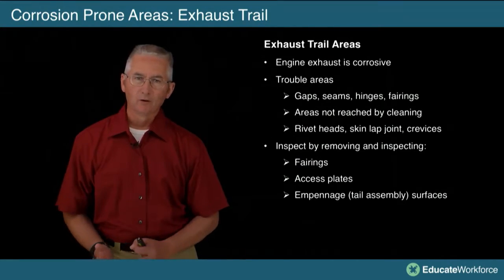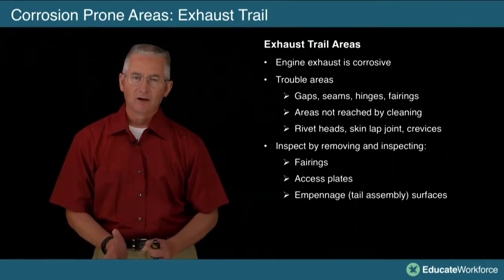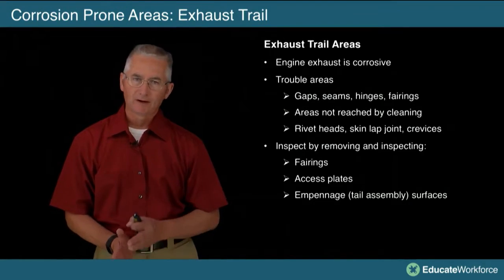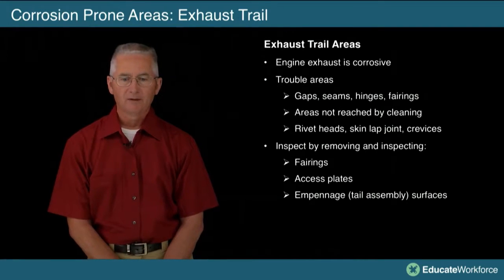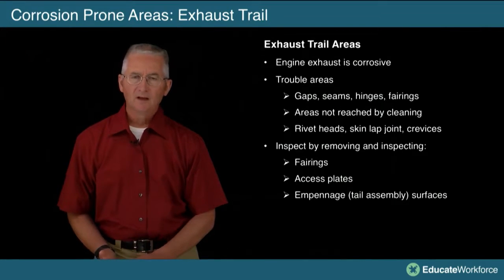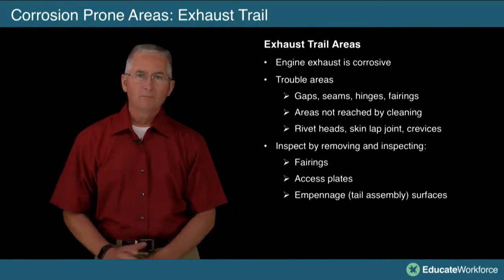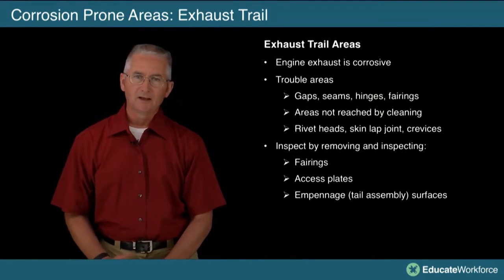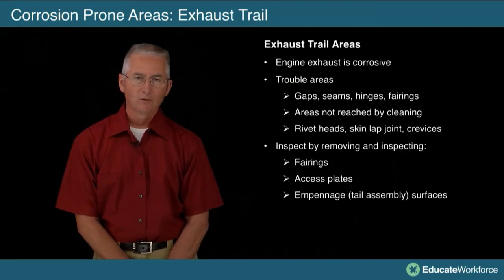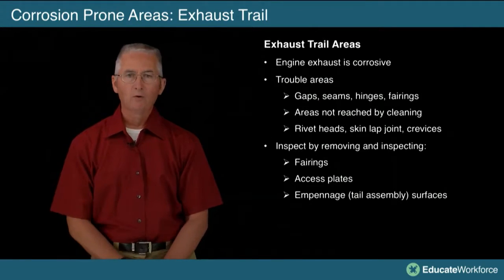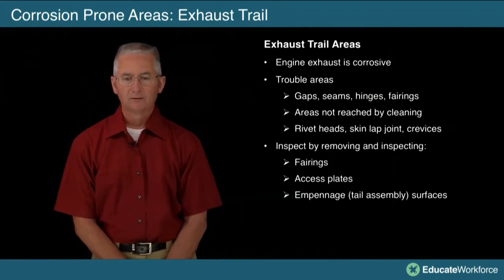Another area is where the aluminum gaps together. If you have two pieces of aluminum that are coming together, the corrosion can get up into that area. These are areas that we're not reaching properly and not cleaning properly. We need to monitor these exhaust areas. We need to keep them clean, remove any corrosion, and keep a protective coating on any of the bare metals.